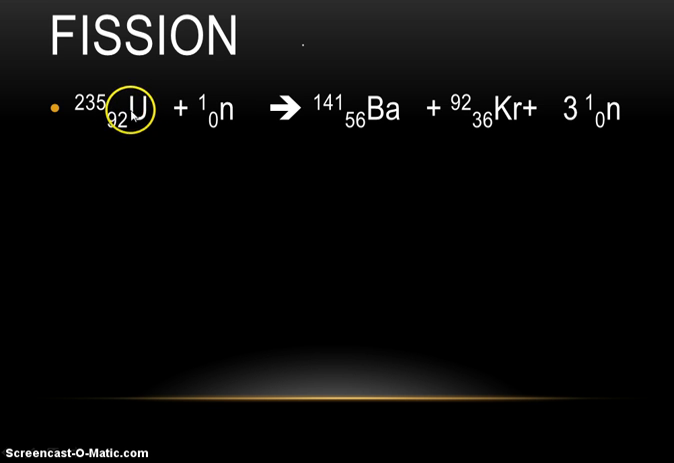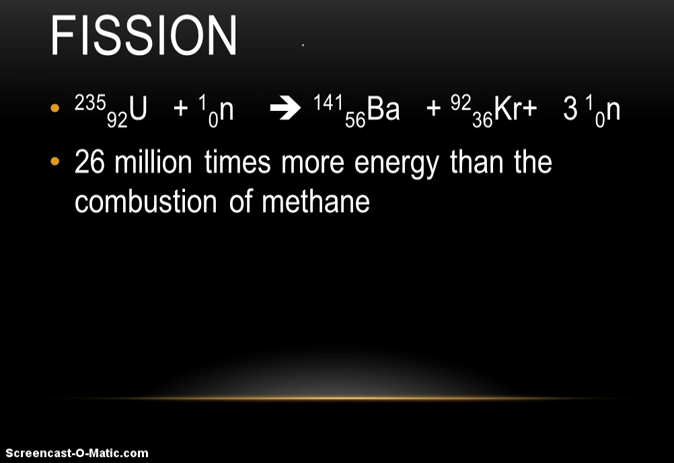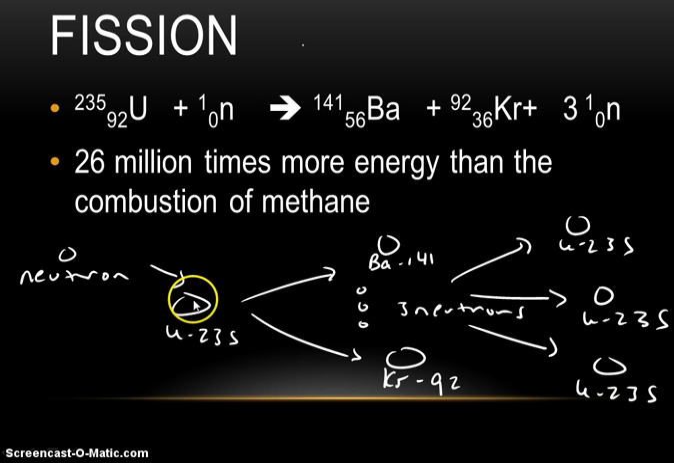So if we have a uranium-235 atom and we bombard it with a neutron, the nucleus of that atom becomes very unstable. And quickly it breaks down in this fission process into barium-141 and krypton-92. And in addition to that, it produces 3 neutrons. And when we look at this particular fission process, it produces 26 million times more energy than the combustion of methane.